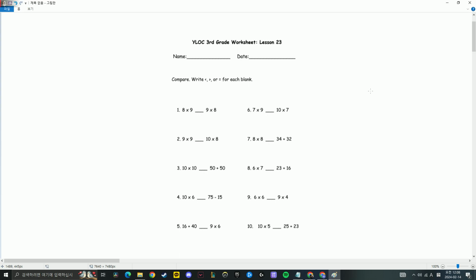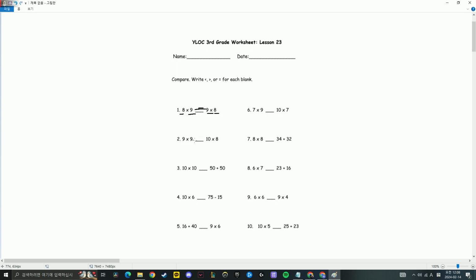Let's get started. Compare, write less than, greater than, or equal to for each blank. So 8 times 9, and 9 times 8 is the same, because in multiplication, which number comes in front does not matter. So for this equation and this equation, ultimately it's changed places, so it went from 8 times 9 to 9 times 8, so they are the same.